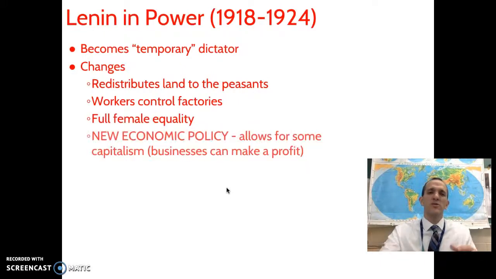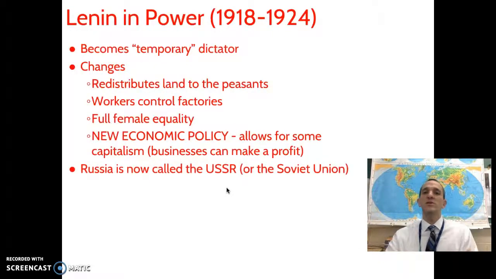And one other thing which is a little tricky, he does allow for some capitalism. Remember, communism is about everyone being equal, where there's no real business owners and the workers control things and we share all the profits. He does kind of go back on this a little bit, and he creates something called the New Economic Policy. This pops up on the Regents every once in a while. It basically just allows for more capitalism. He does allow some businesses to make a profit and not to share all their profit with the workers. So we do see a little bit of capitalism, so it's not true communism.